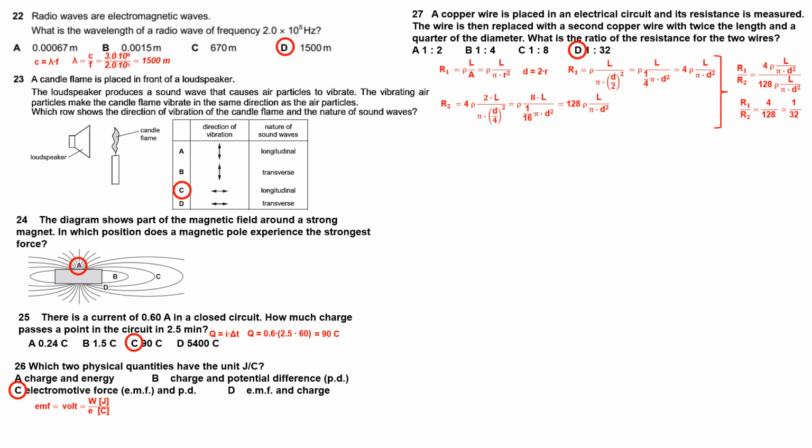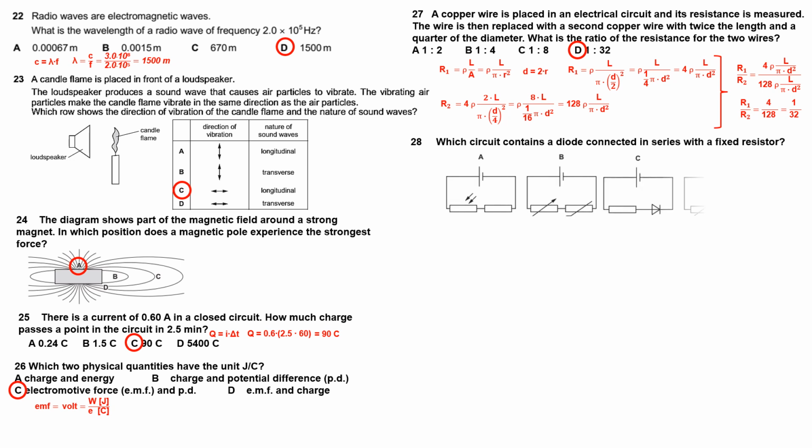Question 28. Which circuit contains a diode connected in series with a fixed resistor? A fixed resistor has a resistance value that doesn't change. The resistance of the variable resistor can be changed by the user. It's also known as a potentiometer.